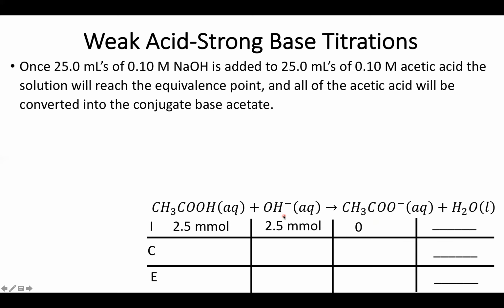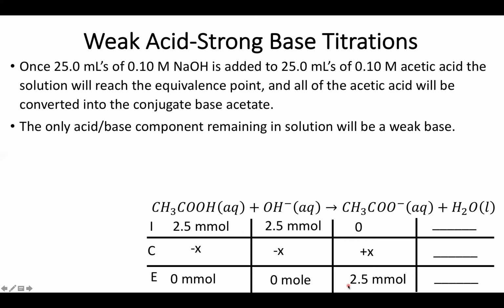So at the equivalence point, just like for a strong acid system, I will completely react both the acetic acid and the sodium hydroxide. So this leaves me 0 moles of each of my reactants and generates exclusively 2.5 millimoles of acetate, as I've converted all of the acetic acid to form acetate. So at this point, the only acid-base component I have left in the system is going to be that 2.5 millimoles of a weak base. No weak acid, no strong base, just that simple weak base.